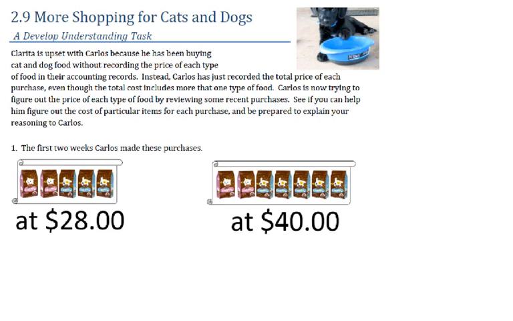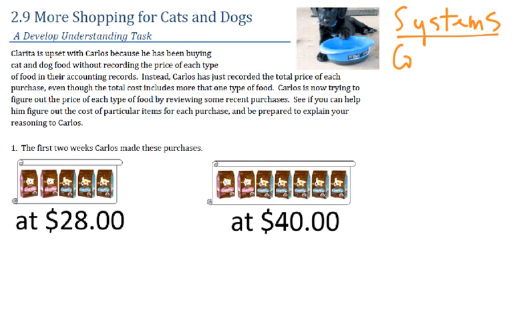type of food. Carlos is now trying to figure out the price of each type of food by reviewing some recent purchases. See if you can help him figure out the cost of particular items for each purchase and be prepared to explain your reasoning. So, here's our first two purchases he made at the same store. Okay, so we're still dealing with systems here, right?